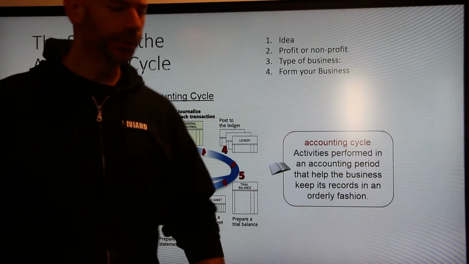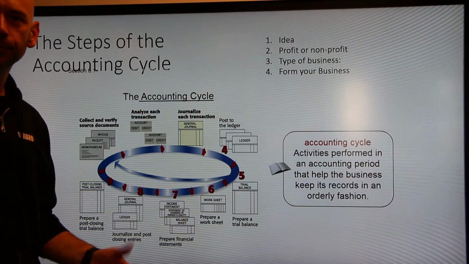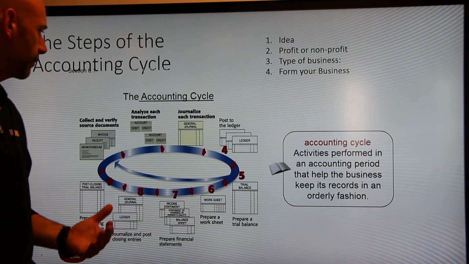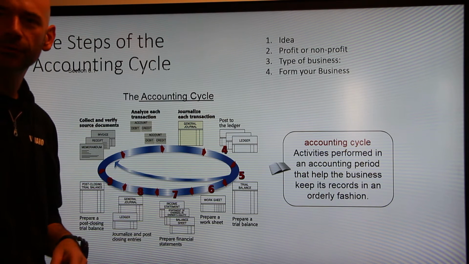Alright class, welcome to chapter 7. In the last class we talked about recording our transactions in the general journal, and now we're moving on to posting those transactions over into the general ledger.